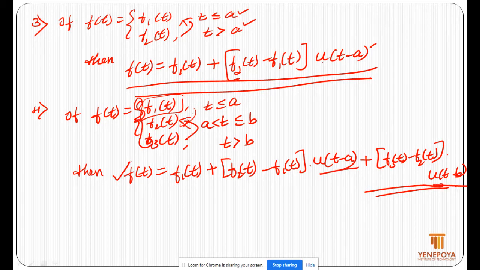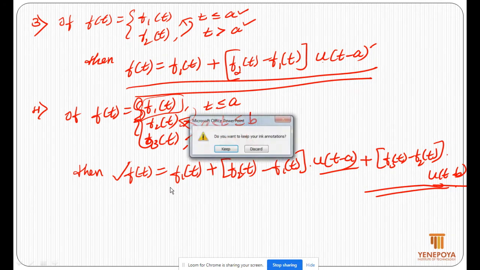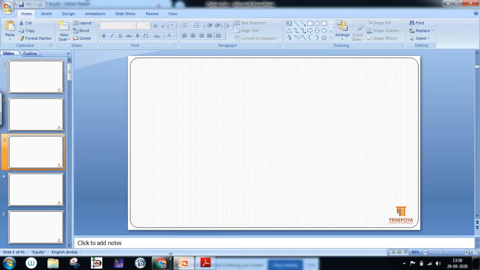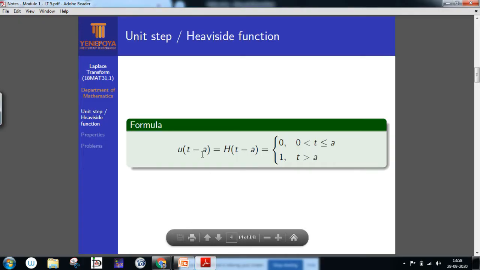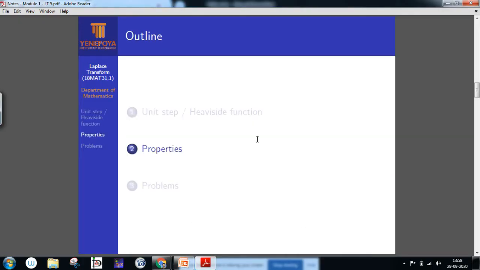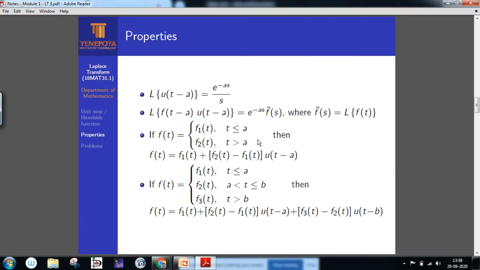Next I will solve the problems. Before that, a quick glance at the concepts. This is the formula of the unit step function. Properties of the unit step function: first property, second property, third one expressing in terms of the unit step function, fourth property, f of t expressing in terms of unit step functions.